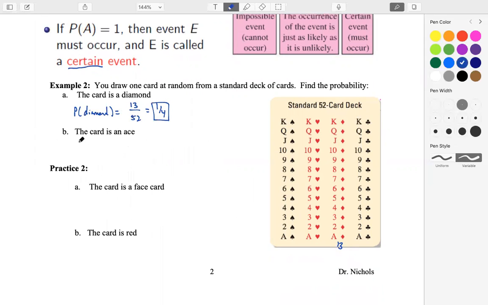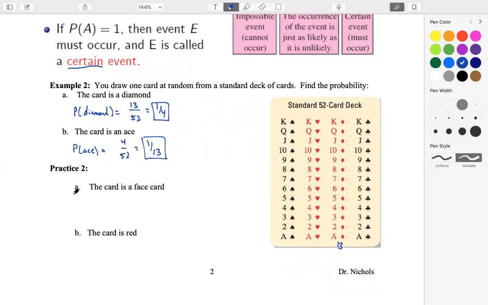All right, what about the ace? So the probability that our card is an ace is going to equal aces, right here. 1, 2, 3, 4 aces out of a total of 52. And that's going to simplify to 1 over 13.